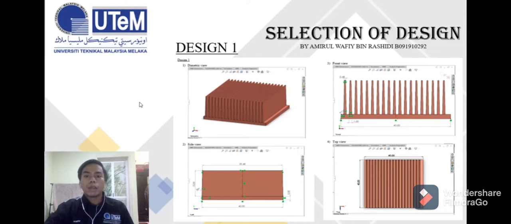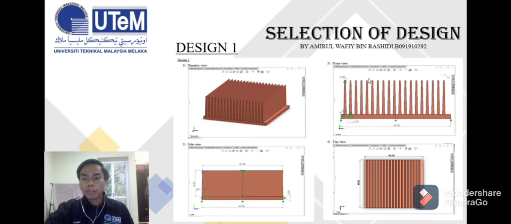Okay, today I'm going to explain about the selection of design. For design one, we use the square concept. As you can see, this is the diametric view. The second one is from the side view. The fin surface is 40 mm and the height of the fin is 15 mm. As you can see, the fin leans about 89 degrees and the length of the top of the fin is 39.48 and the thickness of the fin surface is 2 mm.